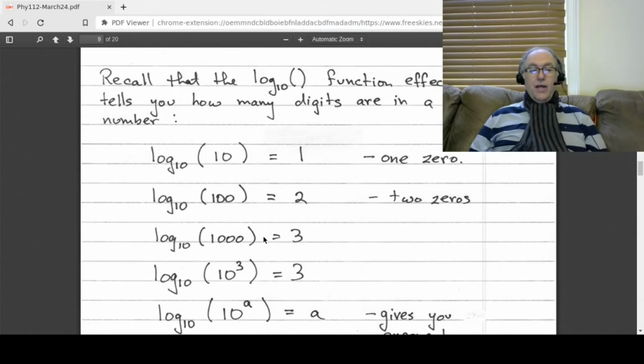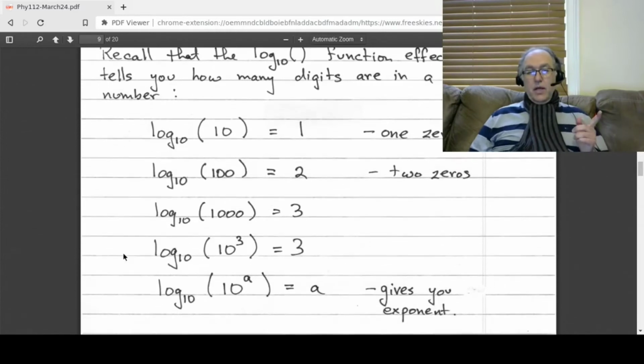Now 1,000 can also be written as 10 to the 3. So really what's going on here is that the log is stripping out the exponent. Log to the base 10 of 10 to the exponent 3 strips out the 3. In general, log to the base 10 of 10 to the a is just a. So the log there is grabbing out the exponent part.